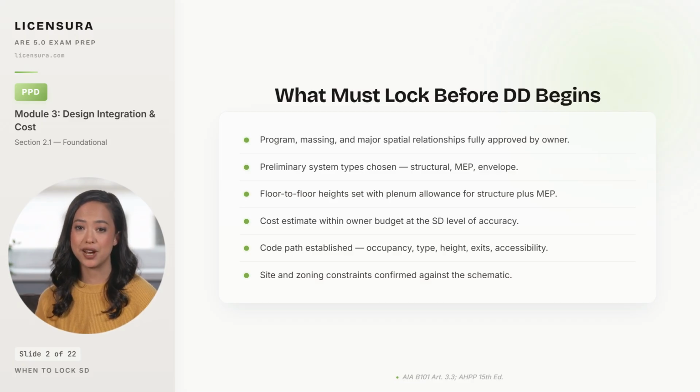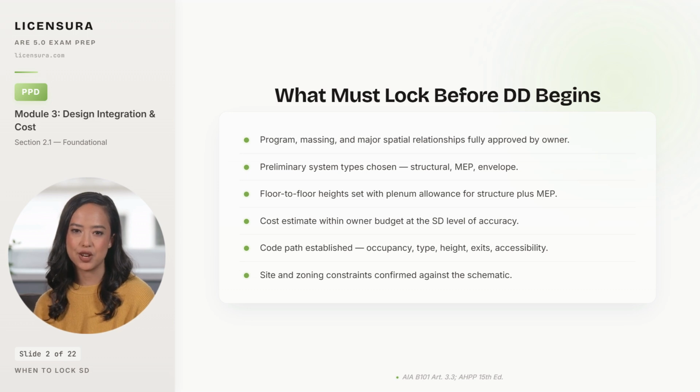Preliminary system types must be chosen: the structural system, the MEP system, and the envelope strategy, because those choices drive every coordination decision downstream. Floor-to-floor heights must be set with explicit plenum allowance for both structure and mechanical, because pretending you can resolve that in DD is how you end up tearing apart the section. The SD cost estimate must come in within the owner budget at the appropriate accuracy band, because launching DD over budget guarantees painful VE later.